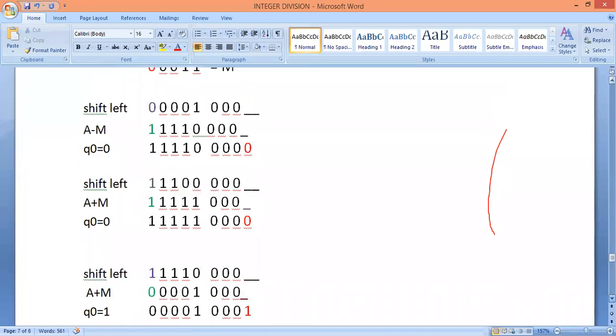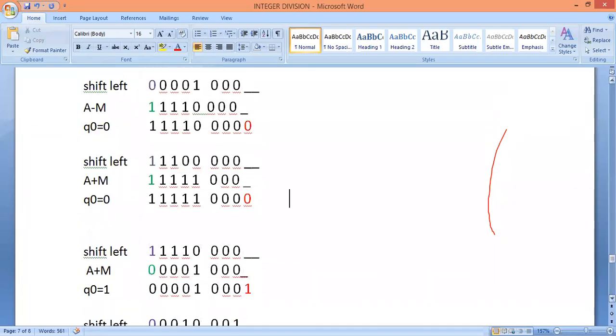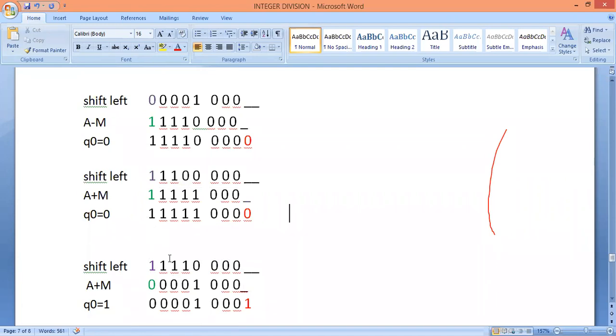Now again, third step. In the third step, now check the MSB. MSB is 1. So again we have to shift it left. You have to shift it left. So after shifting, I'm getting this answer.